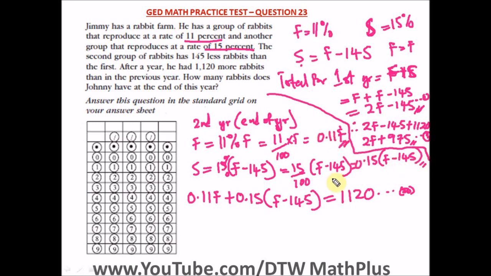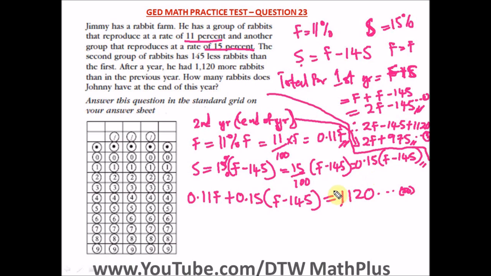And the addition of this will give us 1,120. That's the total rabbits it produced the second year. At the end of the year, we add up what he had in the first year, which is this, plus what he had in the second year, which is 1,120. As the question stated, he had 1,120 more rabbits than in the previous year. So we just add this to what he had in the first year. This is the value he's going to have at the end of the year.